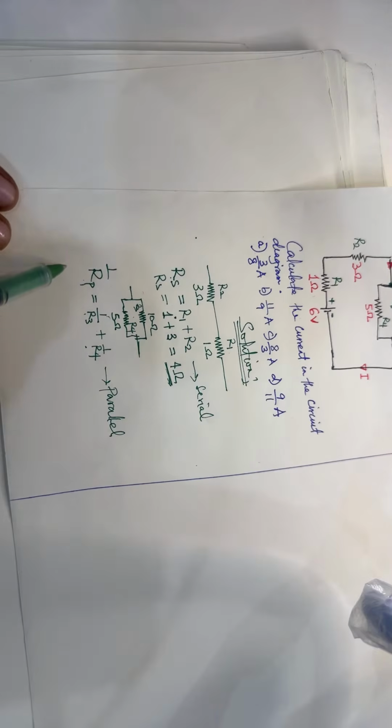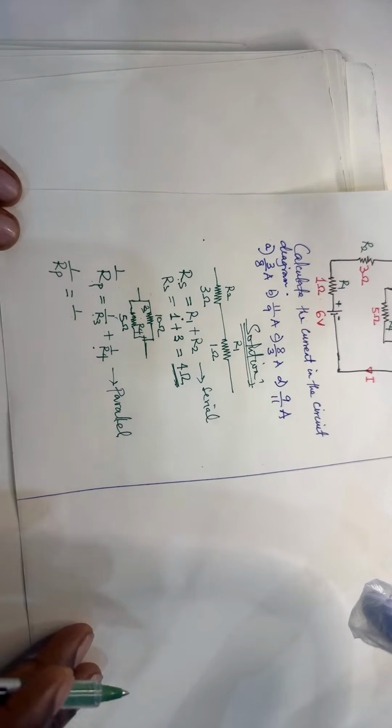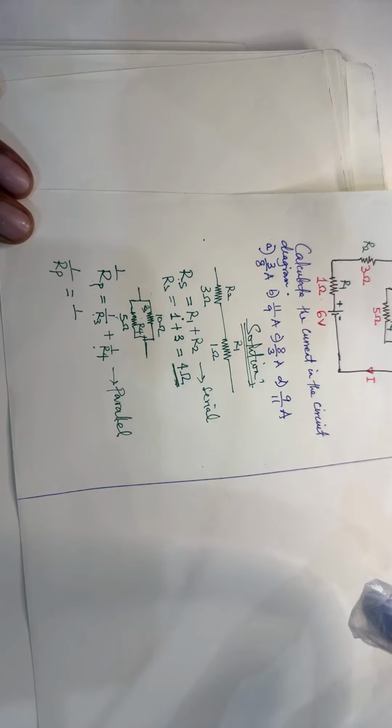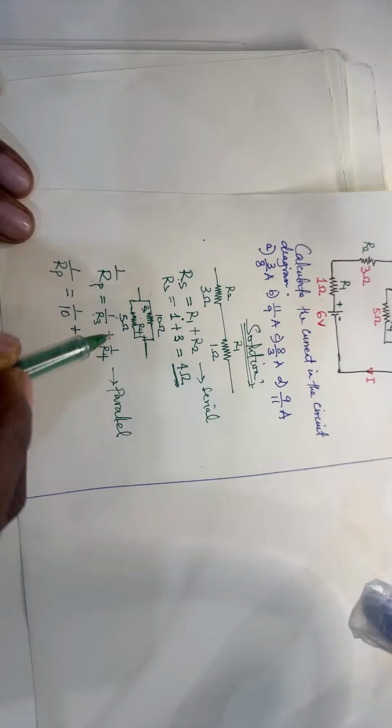Okay, so let's solve. 1 over R parallel will be equal to 1 over R3 plus 1 over R4. If you are following, what is the value of our R3? Awesome, 10, you're correct. R3 is 10, plus 1 over, R4 is 5.